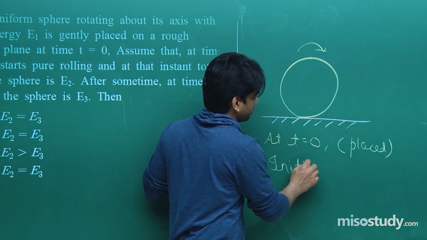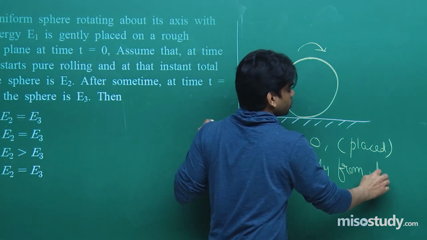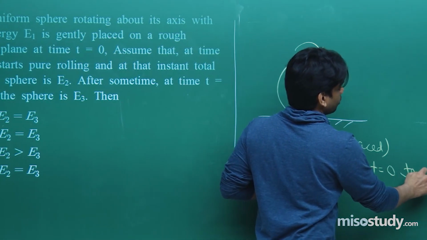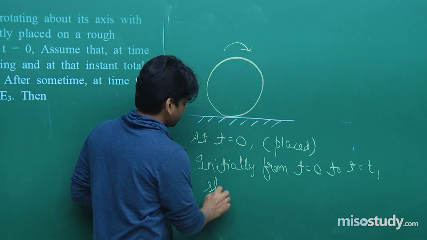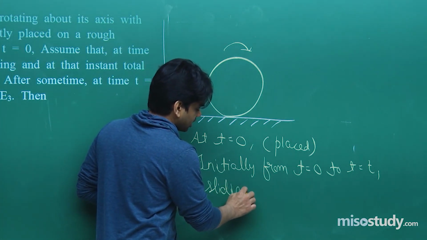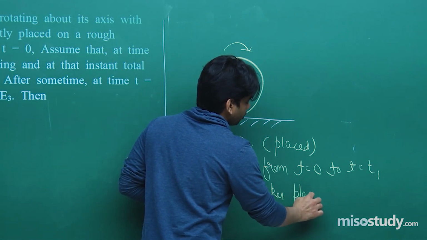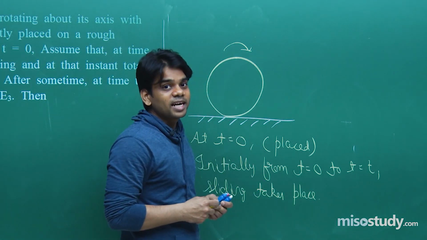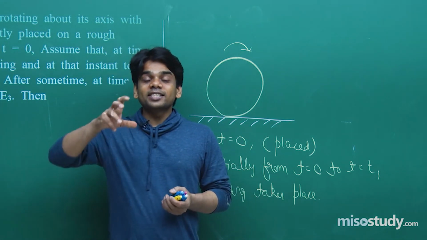Initially, from t equals to 0 to t equals to t1, sliding takes place. That is what we can actually frame out from the given statement, because it is kept.